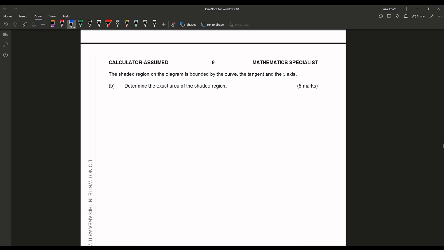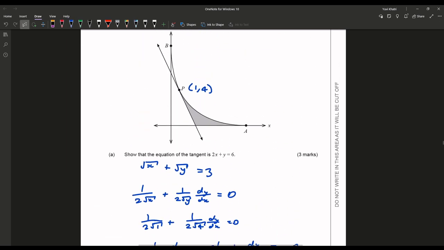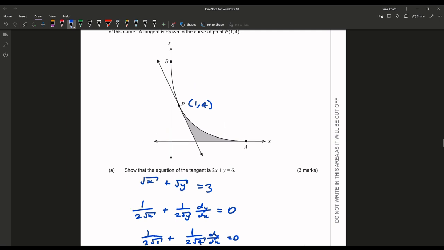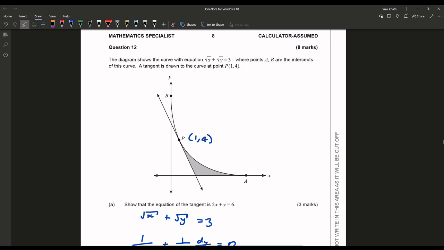The shaded region on the diagram is bounded by the curve, the tangent, and the x-axis. Determine the exact area of the shaded region. So we're trying to get this area right here. For that, we're going to have to integrate this curve from there to there, and then we will subtract this area right here, the area under the line. And that should get us the green area. So let's do that. Remember that it's the integral from 1 up to a, which we have to figure out.